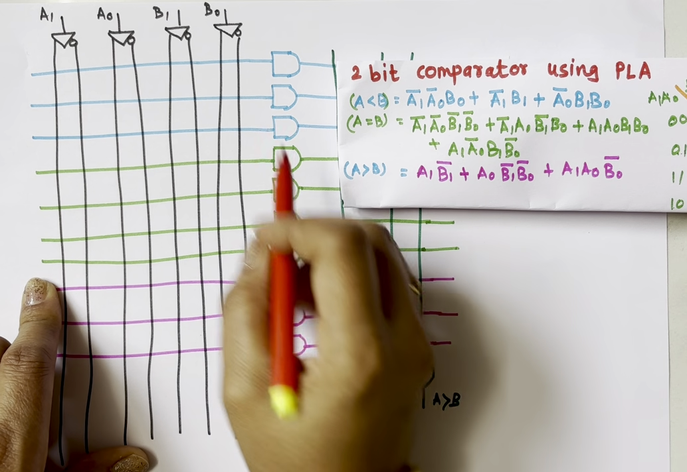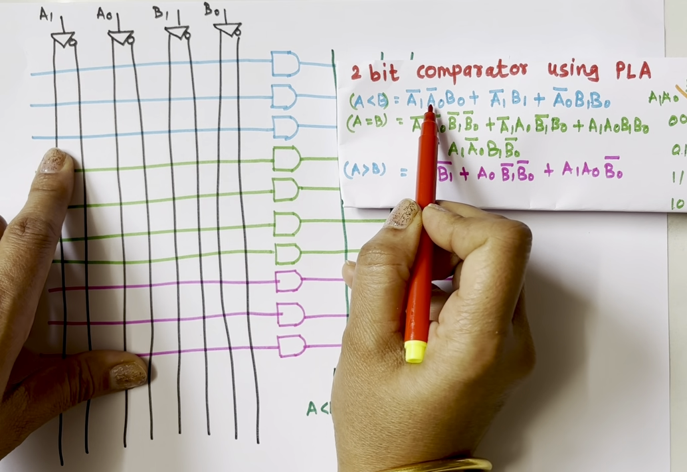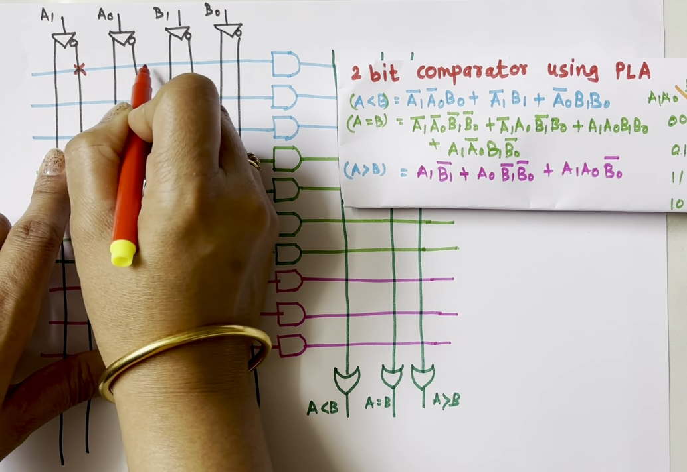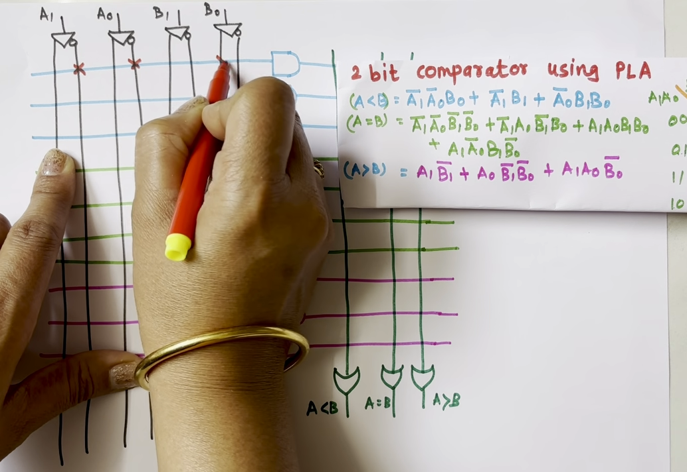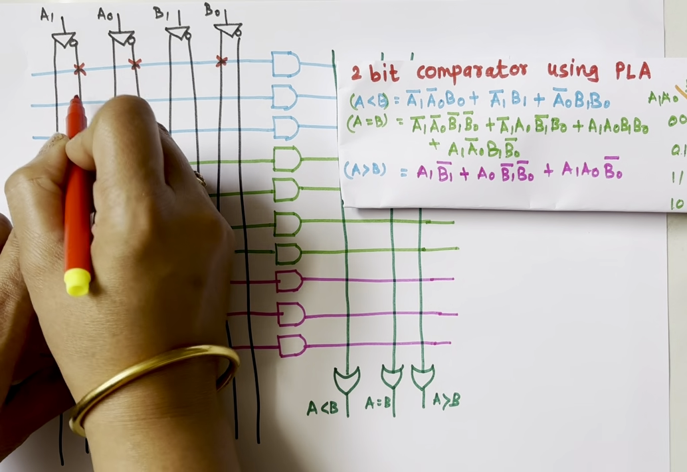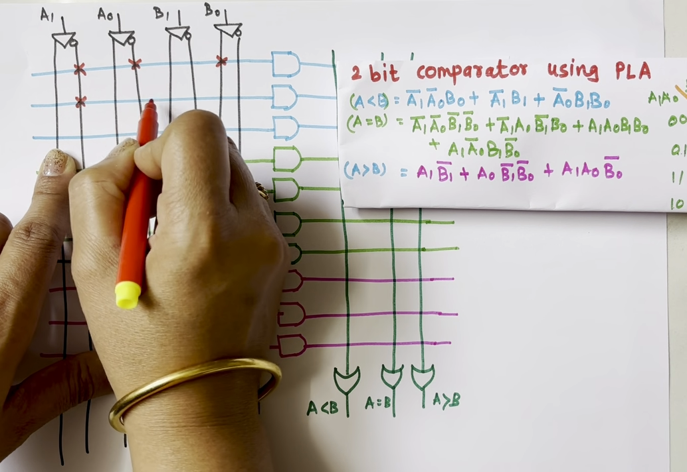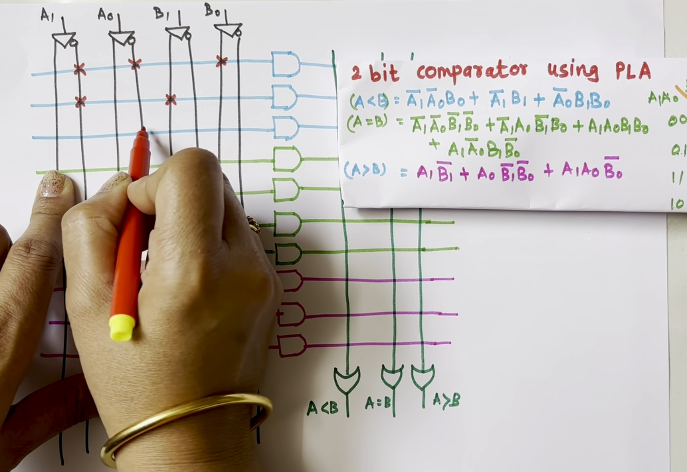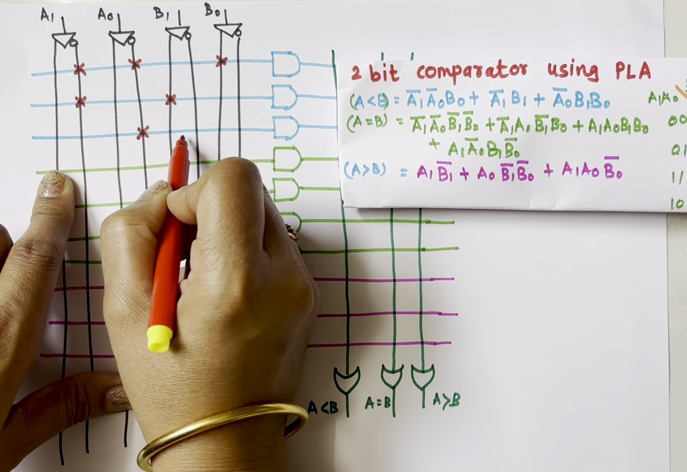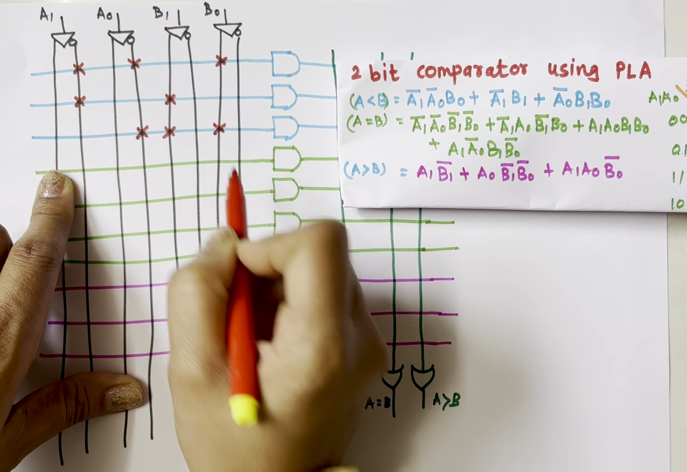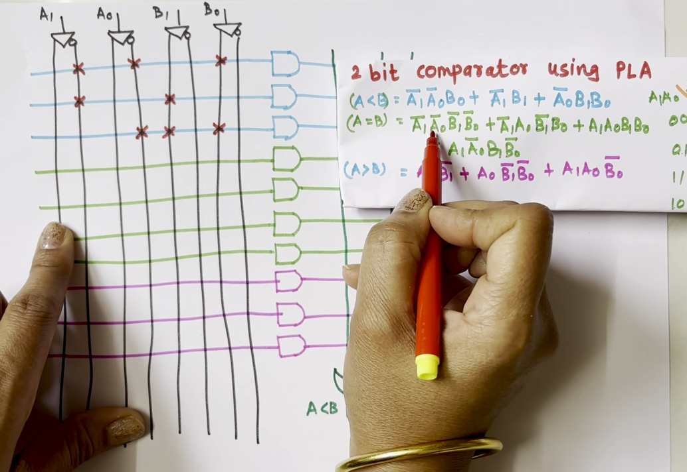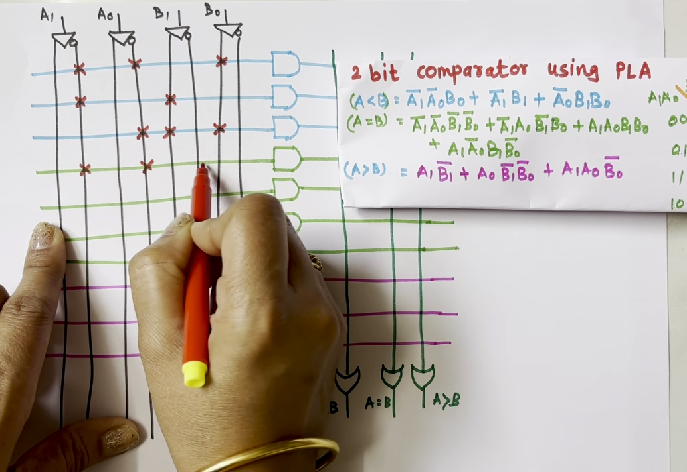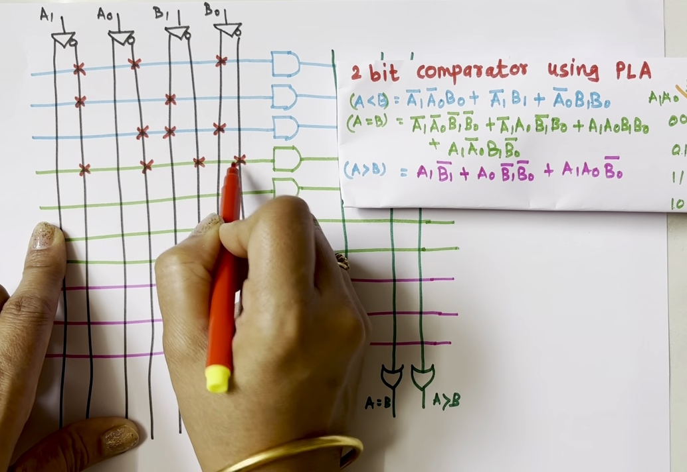Inputs to our first AND gate are A1 bar, A0 bar and B0. So this is A1 bar, A0 bar and B0. For the second AND gate, A1 bar, B1. For the third AND gate, A0 bar, B1 and then B0. Here, A1 bar, A0 bar, B1 bar, B0 bar.